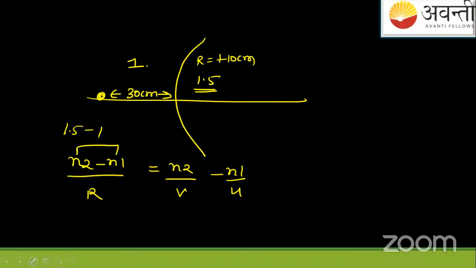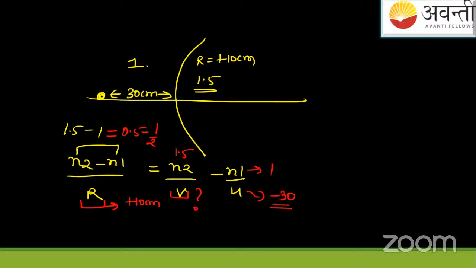So here if you see, 1.5 minus 1 is how much? 0.5. It means half. Radius of curvature, you have to put the value as plus 10 centimeters. Okay? N2 here is 1.5. V, I don't know, I need to find. N1 is 1. U is given as minus 30 centimeters. Simple. Just put the values. So you'll get here the answer as 1 by 20.